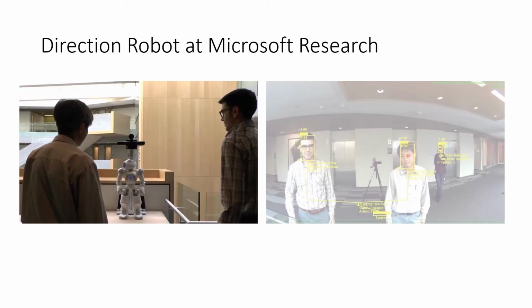Now the question is how a formation is going to be useful in the field of robotics. In Microsoft Research, there is a robot named Direction Robot, which helps visitors to find places inside the building. It's necessary for the robot to know who is engaged in a conversation with it. We don't want the robot to start a conversation with someone who is just passing by or a curious visitor who is just checking out the robot.